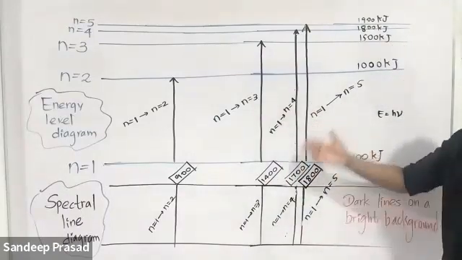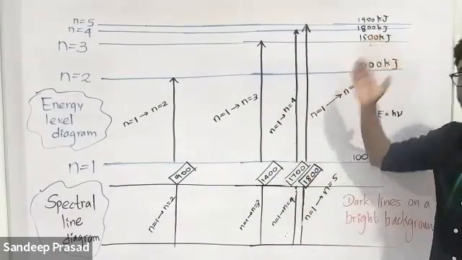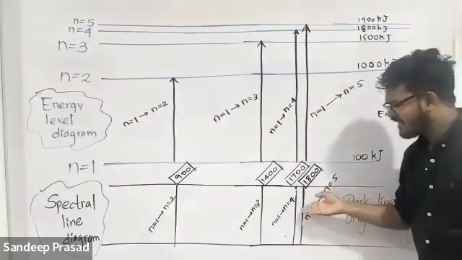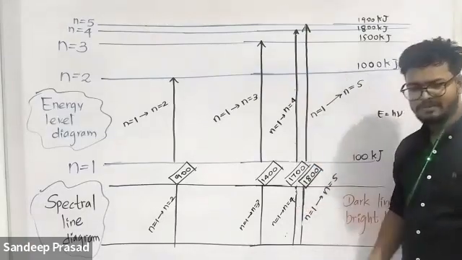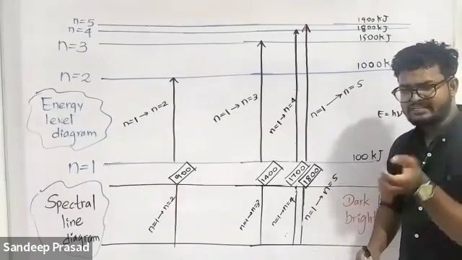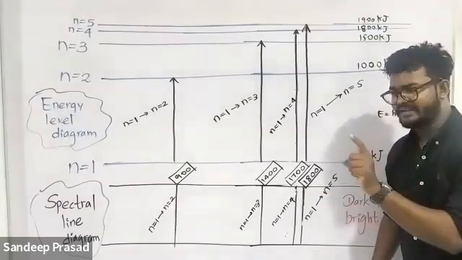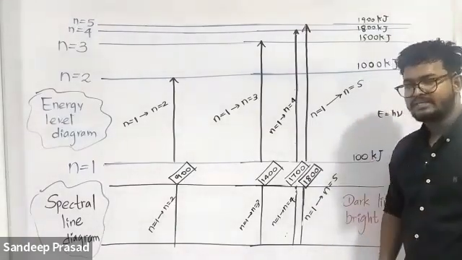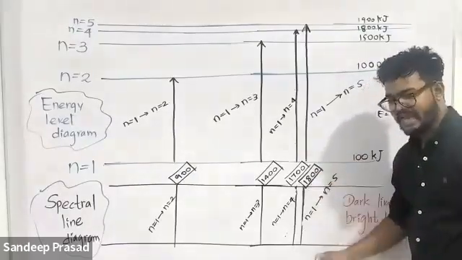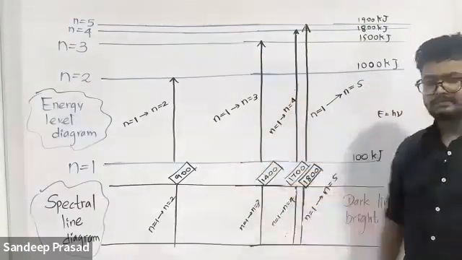Right? This is what happened. Most of the students can't understand what these lines are. These lines are representing the energy gap between the energy levels. Right? We know that when an electron is moving to a high energy level, that electron should absorb the energy. That absorbed energy is denoted as a line in the spectral line diagram. That's all.